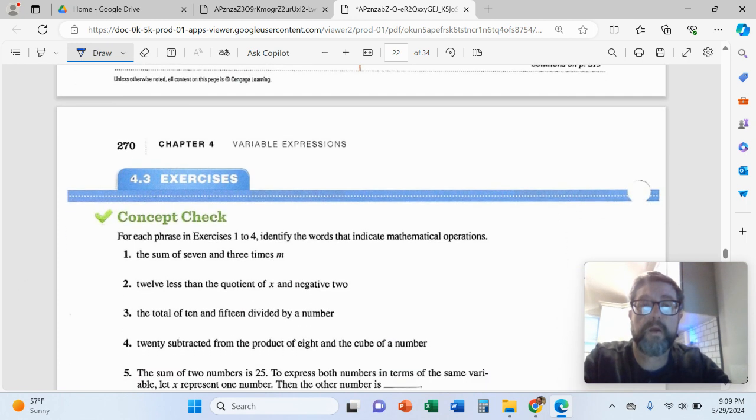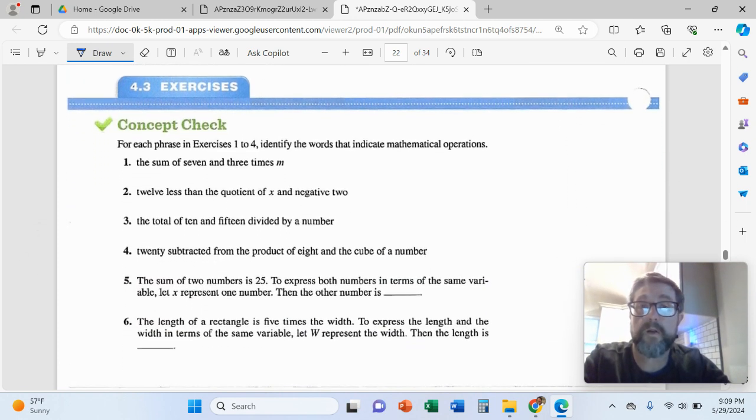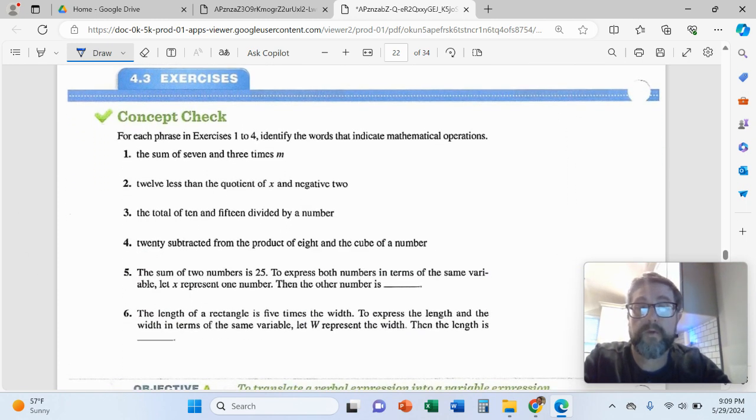Okay, well, look at that. We are finished with chapter 4. Next, we'll be going on to chapter 5. I am going to click pause. I won't do all these with you, but maybe I'll do one.